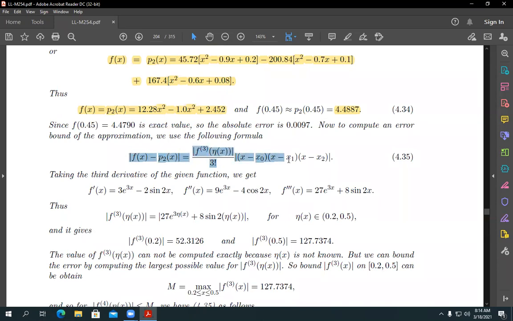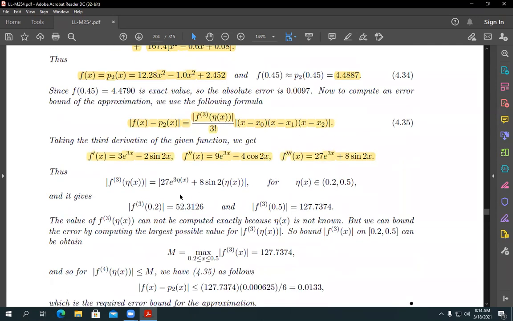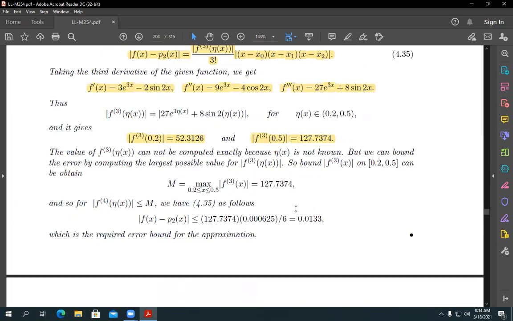The second part is the same thing: error bound and absolute error. We already know the error bound formula for the quadratic case is this one. So you need to find the third derivative, and then find the maximum value of the third derivative inside the interval. What is your interval? From 0.2 to 0.5. You calculate the third derivative at 0.2, which is this one, and at 0.5, you get this one. We choose the maximum value inside the interval, which is this one. So this is the value of M we have.